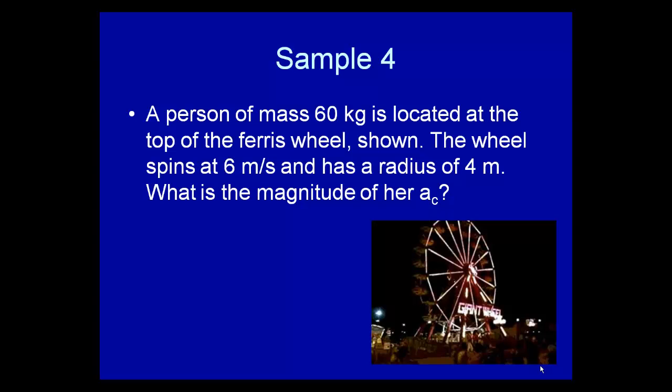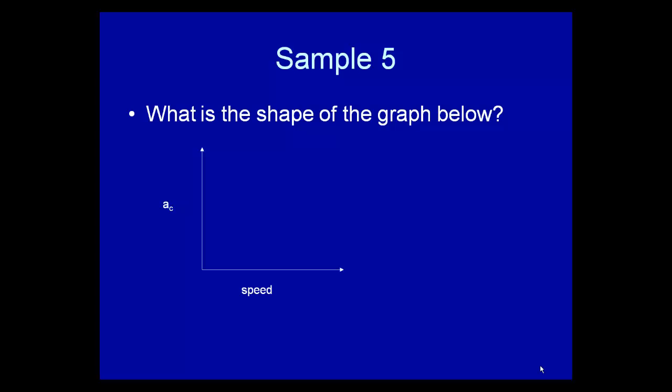Now let's calculate the magnitude of her centripetal acceleration. In other words, now we're trying to get a numeric answer. a is equal to v squared over r. So it's 6 meters per second, squared, divided by 4 meters. 6 squared is 36. 36 divided by 4 is 9 meters per second squared.